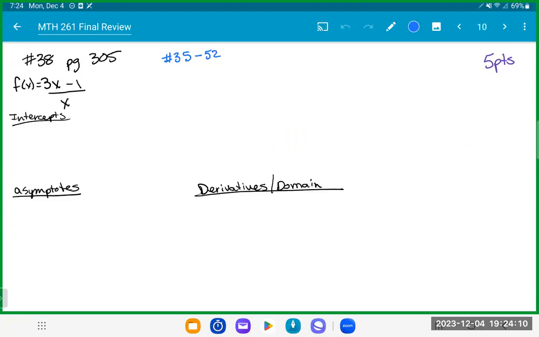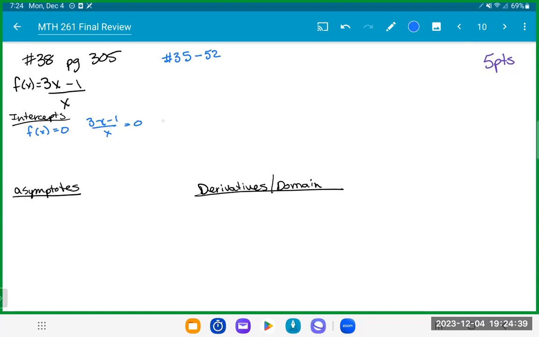Okay, so for this next problem, we're looking at defining some things, right? The intercepts, the asymptotes, derivatives, graphing, all those sorts of things. So how do we do our x-intercepts? That is where we have our function set equal to 0. So this would be 3x minus 1 over x equal to 0.